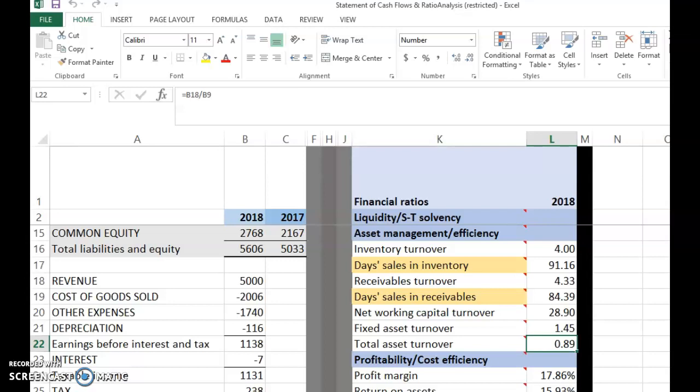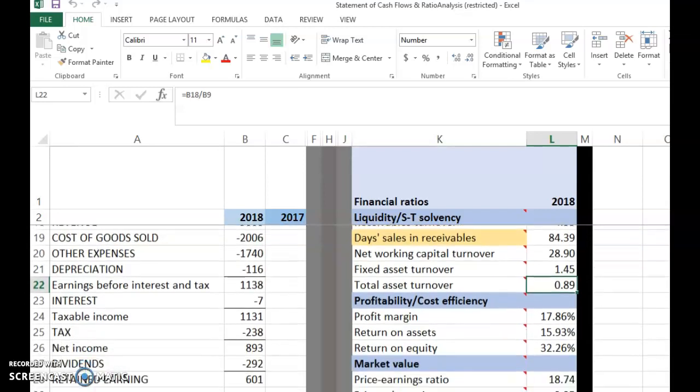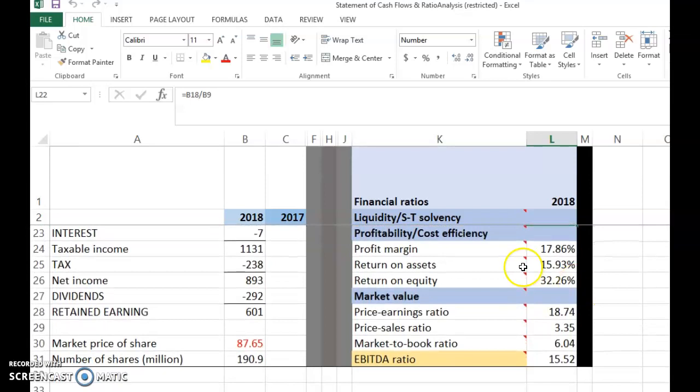So here the sales are 0.89 times the company's total assets in the year 2018. So that's how you interpret that. By using $1 of total assets, the company generates 89 cents of sales. Okay, that's the interpretation. Alright, then we move on to the next category of ratio.